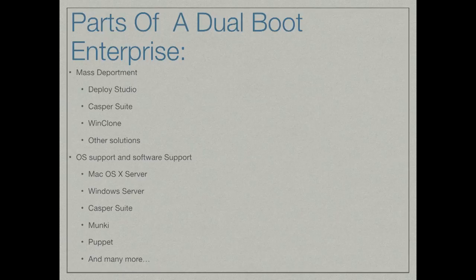So what are the parts of a dual boot enterprise? You have mass deployment, which I know there are lots of sessions on the schedule about. You can use something like DeployStudio, Casper, Winclone, other solutions. That's on the Mac, and you can also use things like Ghost. There are lots of our vendors here who want to talk to you about how they can do that, for various levels of dollars.